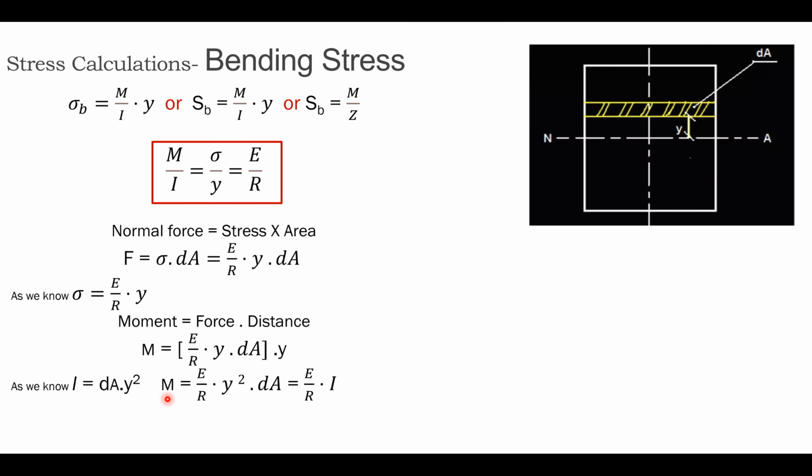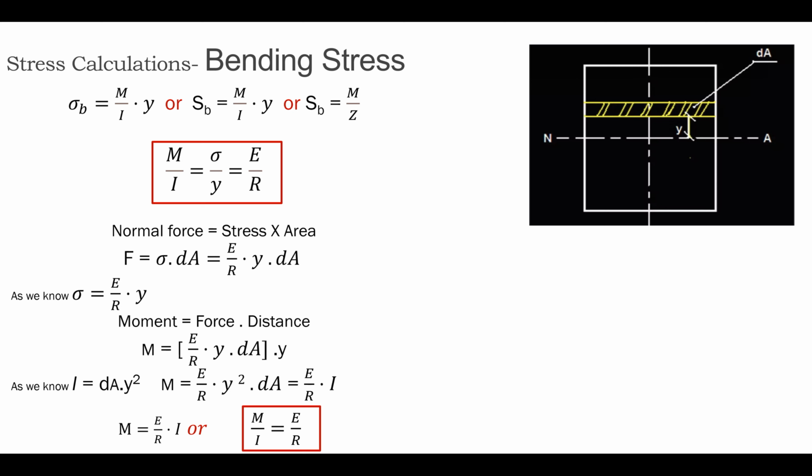As we know, I, which is the moment of inertia of the pipe, is equal to the area multiplied by the square of the distance. This is equal to the moment of inertia of the pipe. So we can say that M is equal to E over R into the integral of Y square dA, which is equal to E over R into I. So from there we can simply calculate that M is equal to E over R into I, or M over I is equal to E over R.